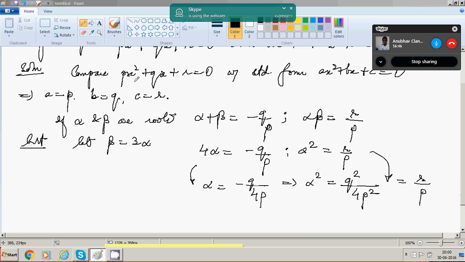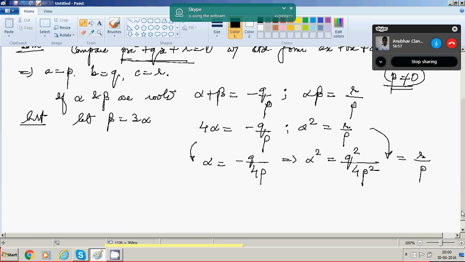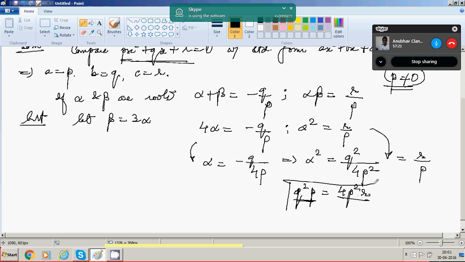Of course, given the quadratic equation px squared plus qx plus r, p not equal to 0 certainly. So it is in the denominator, it is not a problem. So q squared equals 16 p r. This then is the condition desired. This is the answer.